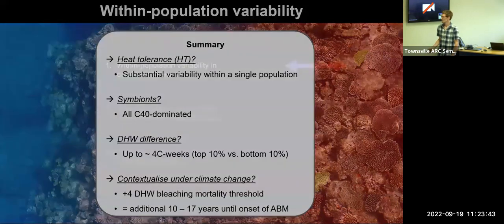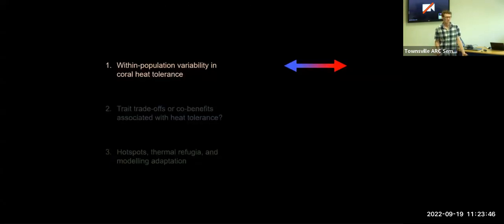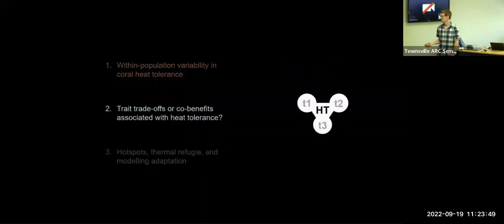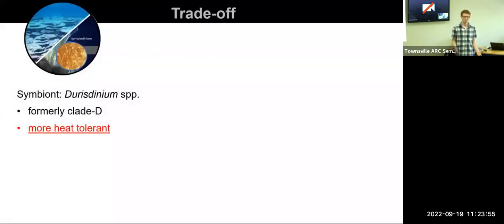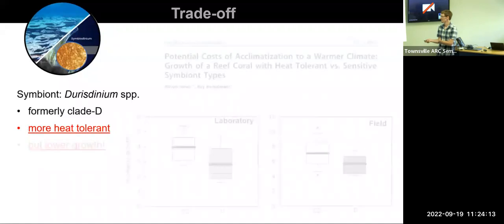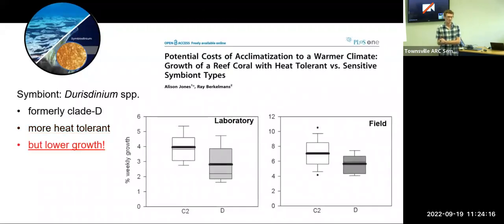So the next section I want to talk about is what are other associations with this measure of heat tolerance and other traits. So we know that you can get heat tolerance from some types of symbionts, and Durusdinium species have been shown to provide higher heat tolerance to the colonies that support them. They're less efficient photosynthesizers, so giving less carbon to the host. You get less food, you're going to grow less. So that comes at a cost. And these symbionts have been found to be associated with lower levels of growth in their hosts.